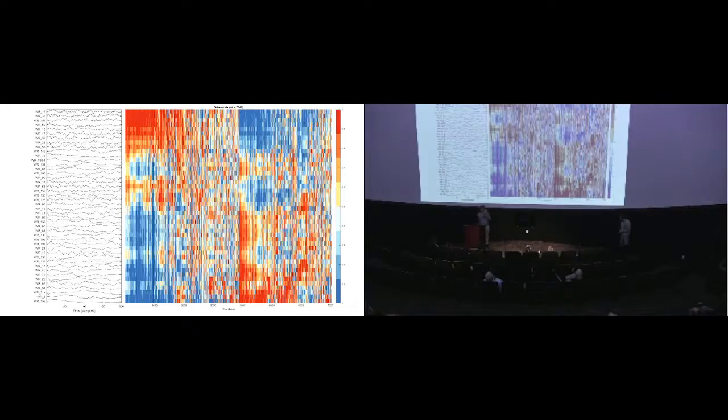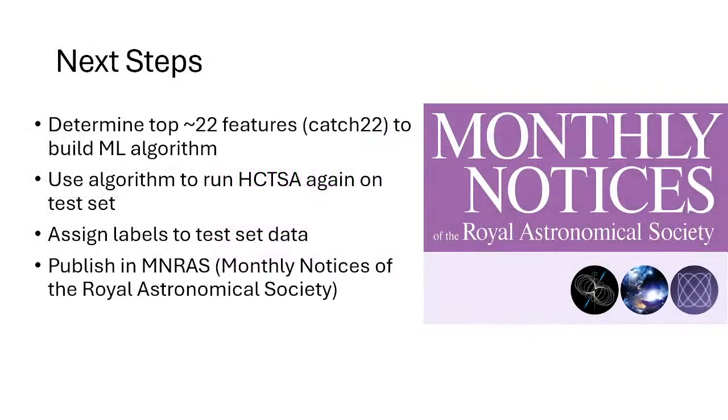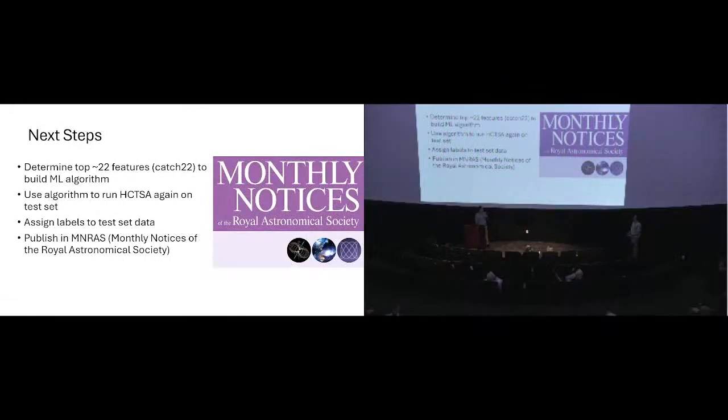and those are the top features that I would use to work on my test set in the machine learning process to classify these stars. My next steps in this project are to determine those top 22 features, to build my algorithm, and then run it on the test set to classify them. And then I will be publishing in the Monthly Notices of the Royal Astronomical Society. And that's all I have today.